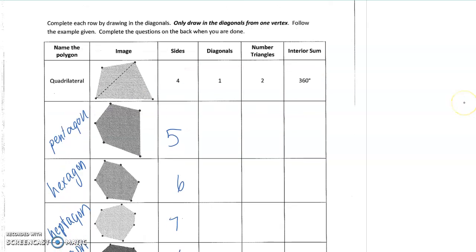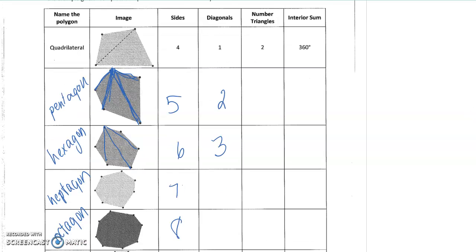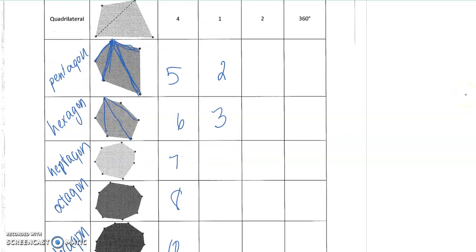The next thing I would like you to do is construct diagonals, and you'll see what a diagonal is: a segment that connects non-consecutive vertices. So this is not a diagonal here and here, but this is, and this is. And I would like you to construct diagonals from only one vertex. So here I can construct 2 diagonals, and then from here I can connect that, and that's 3 diagonals. So it is only from one vertex. So go ahead and figure out, pause the video and finish that.